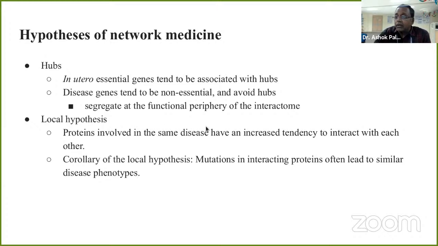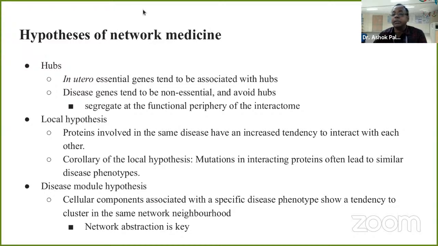That is, the proteins involved in the same disease tend to interact with each other, and that is, they are in a network neighborhood. The corollary of the hypothesis is that mutations in these interacting proteins usually lead to similar disease phenotypes, because they are affecting the pathway, and the pathway has a certain biological function, and it is that biological function that is affected. Due to that disturbance in the biological function, the phenotype is usually going to be similar. So even though the causes are different, the disease phenotype is similar, and this is the key point we have to pay attention to.